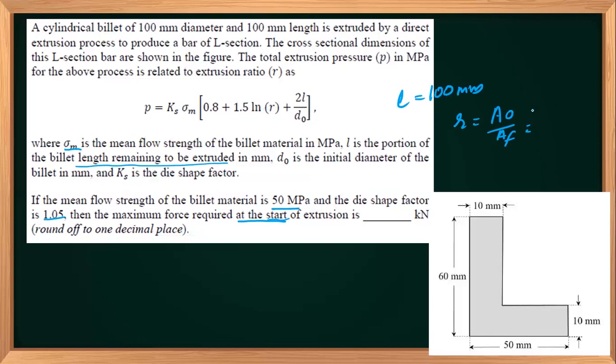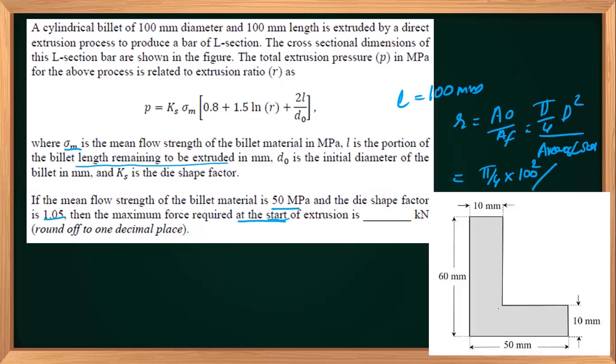What is the original area? Our initial billet was of cylindrical shape, right? So what is the area of the cylinder? Pi by 4 D square, divided by A final. What is A final? So this is the area of the L section, right? This is nothing but pi by 4 into D square, 100 square. 100 is the diameter, right? 100 square divided by the area of the section.